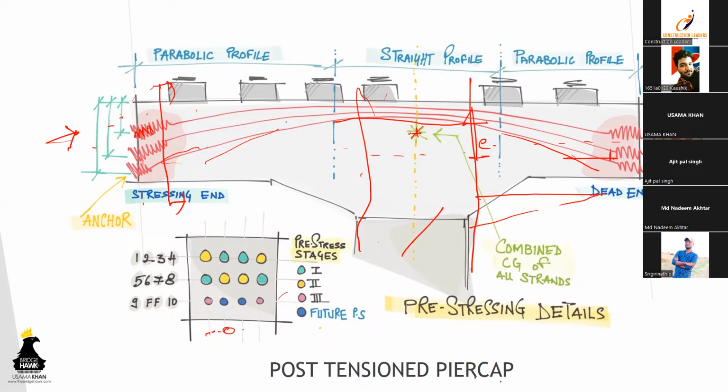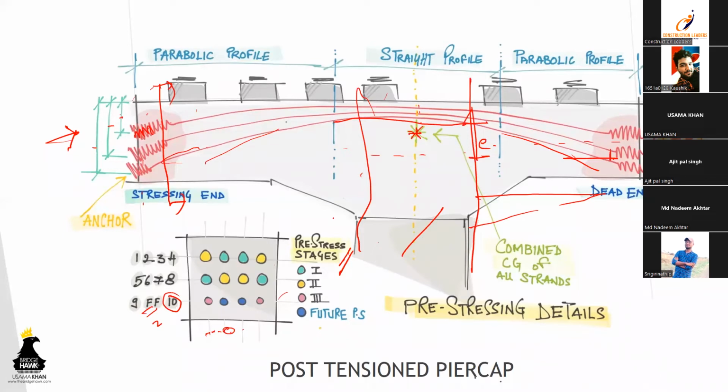This would be the combined CG of the strands, all the strands. We've got many strands. For example, in this diagram we've got about 10 strands with an addition of 2. What this typically means is the stages of stressing. When we are stressing any structural member, it has to be done in stages. Why we use these kind of construction stages, I'll discuss when we are actually dealing with some detailed design.